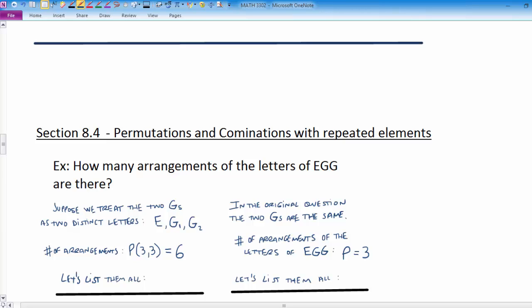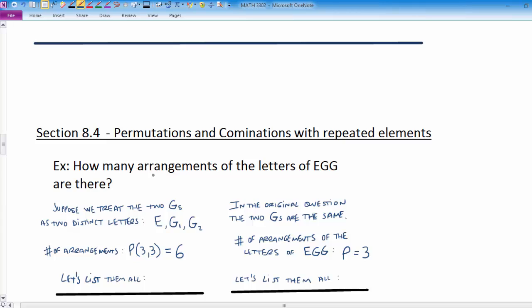Now let's take a look at an interesting case when some of the elements in the permutation or combination problems are repeated elements. Remember that when we found the number of permutations of n objects taken r at a time, we assumed that those n objects were all distinct. And so that was what we saw in the previous case. Now let's consider the case where we do have elements that are the same.